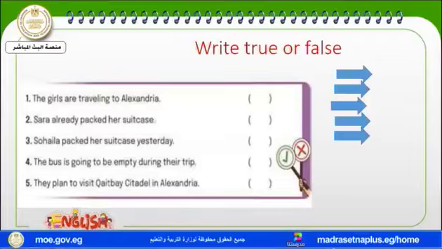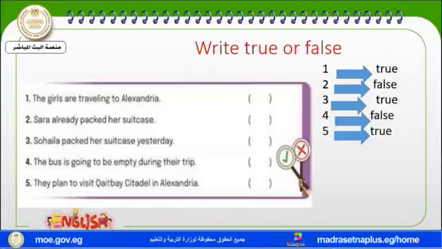So, the first sentence, the girls are traveling to Alexandria, it's true. Sarah already packed her suitcase, it's false. It's Suhaila who has already packed her suitcase. Sarah is waiting for the last minute packing. And that's why number three is true. Suhaila packed her suitcase yesterday. And the bus is going to be empty. This is false. The bus is going to be crowded because it's summer vacation and many families are going to travel to Alexandria. And they plan to visit Qaitbay Citadel in Alexandria.